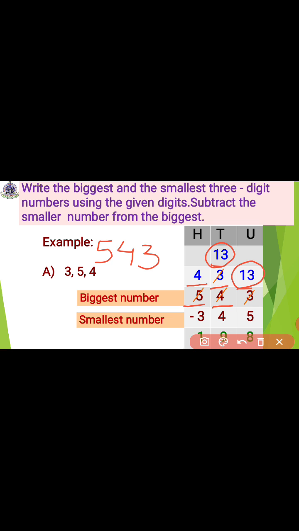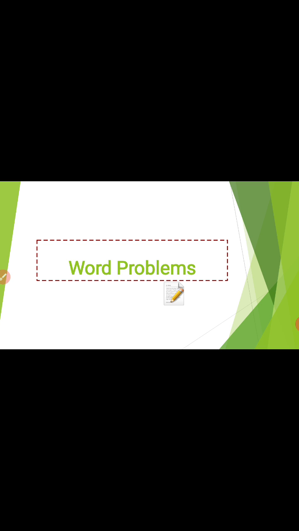And then the next column, the hundreds column, that is 4 minus 3 is equal to 1. So after subtracting the smallest number from the biggest number, we will get the answer 198. Here some word problems are there.